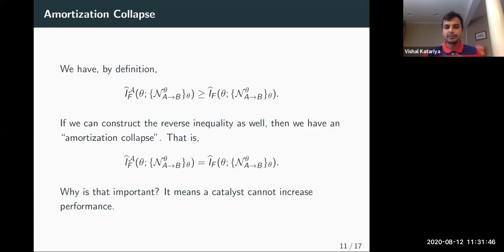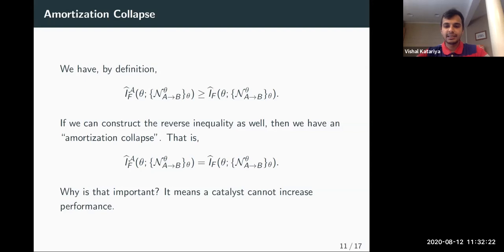Now, the amortized Fisher information obeys a basic inequality that's on top, and this is basically just by definition. What's non-trivial is whether we can construct the inequality going the reverse way, as we try to do in information theory quite often. If we can find that reverse inequality, we get an equality, which is what we call the amortization collapse. It's nice mathematically, but physically, what does it mean? Or why are we intent on proving it?